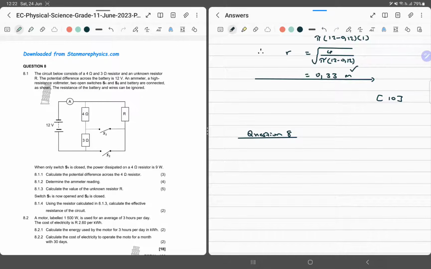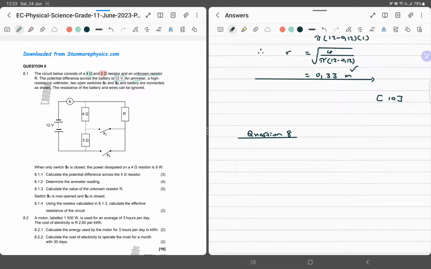So question 8 says, the circuit below consists of a 4 ohm resistor and a 3 ohm resistor and an unknown resistor R. Again, that's a possible question. The potential difference across the battery is 12 volts. Okay, so this is what you would call the EMF. In grade 11, we don't do internal resistance, so never worry about it. Then an ammeter, a high resistance voltmeter, sometimes we call a negligible resistance voltmeter, not negligible, but infinite, to say it's so large that no current passes through.